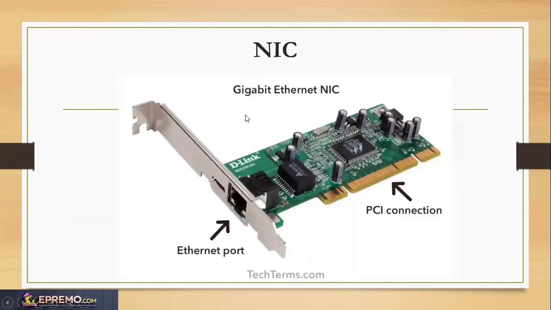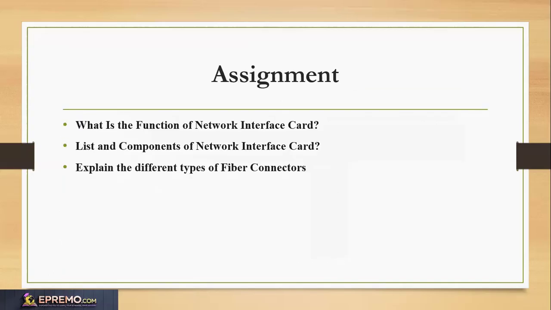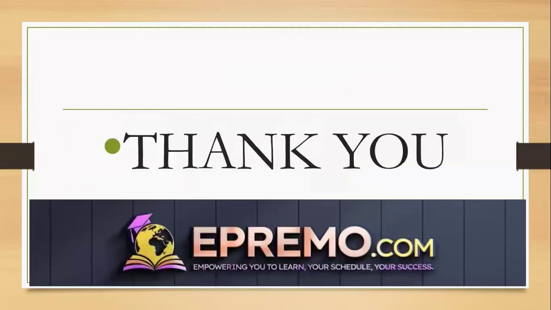So this particular network interface card that I showed you, you have to list the components that it contains and explain the parts of the components. Then also you have to explain the different types of fiber connectors. So these connectors that I showed you over here, research about them, explain how they function, and which one is the latest, which one is the old version, and which one is more preferred. So that is the assignment for you, and thank you until we meet in the next class.